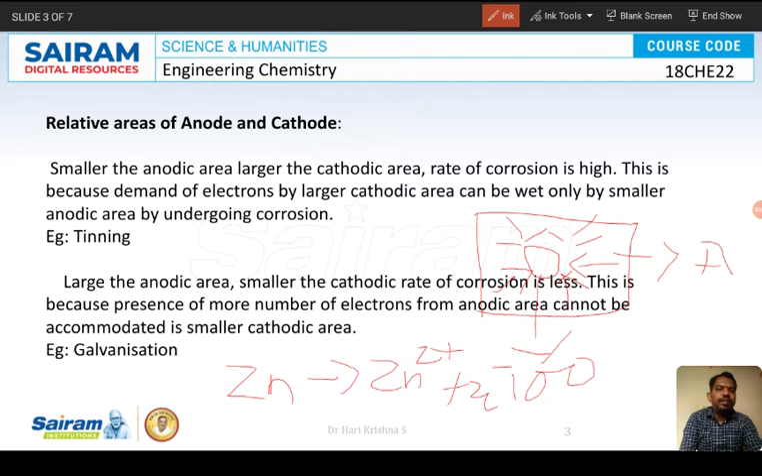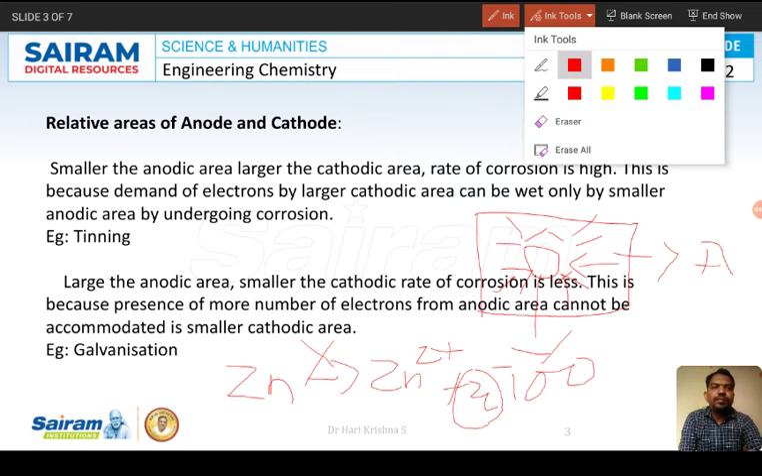Unless the liberated electrons are accepted by the cathode, zinc will not liberate further electrons. Since the entire cathode is surrounded by anode, as soon as zinc undergoes oxidation, the cathode will be filled with its 100 electrons. The next anode will further release electrons, but those electrons will not be accepted by the cathode. Since these electrons are not accepted, zinc will not release any further electrons, which means oxidation is stopped. We term oxidation as corrosion, so corrosion is stopped. The rate of corrosion is less where there is larger anodic area and smaller cathodic area.